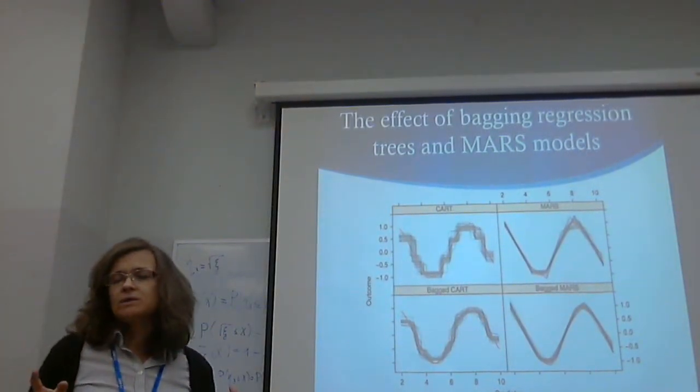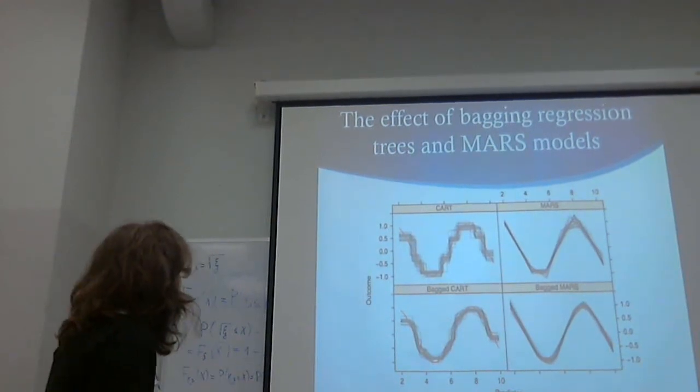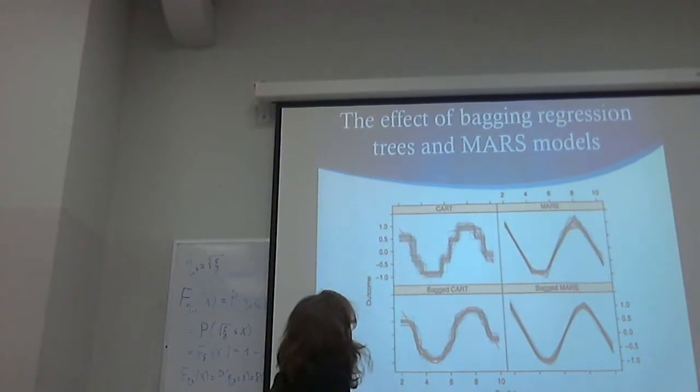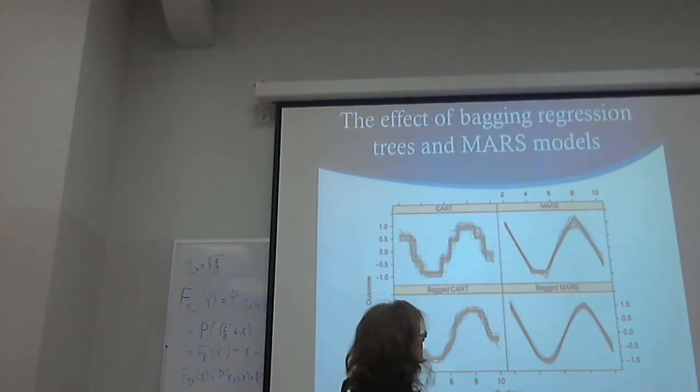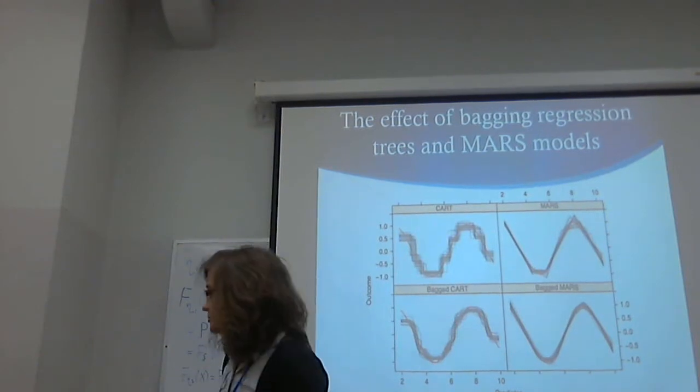Bagging is a method that works with predictors. It's not specific to trees. So you can do it with CART, classification and regression, and you can do it with bagged CART. You can do it with a MARS model. Here is a simulation of how you do it with a MARS model.